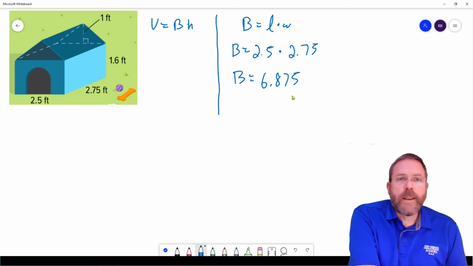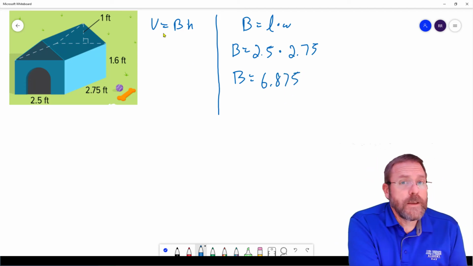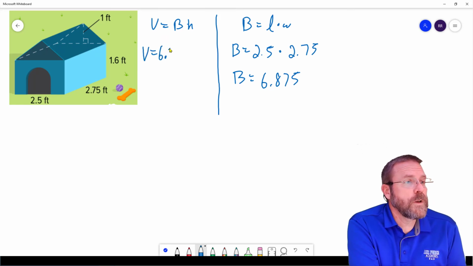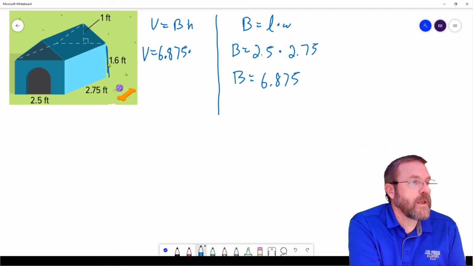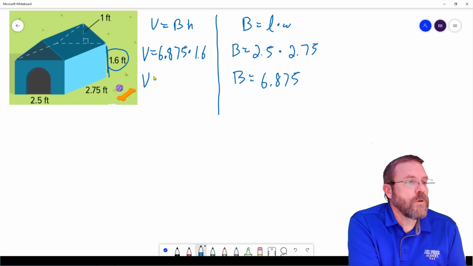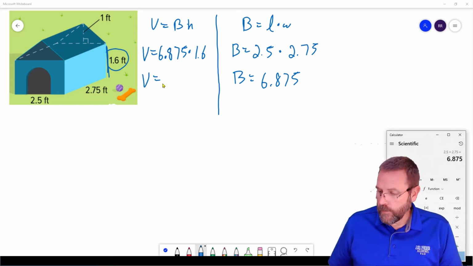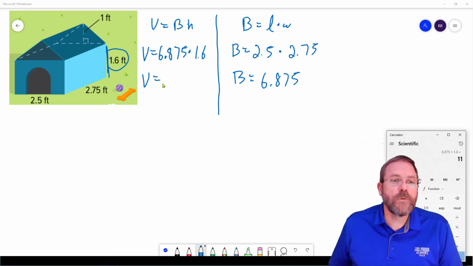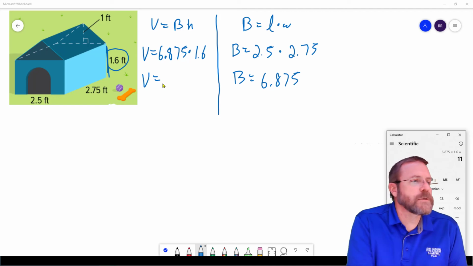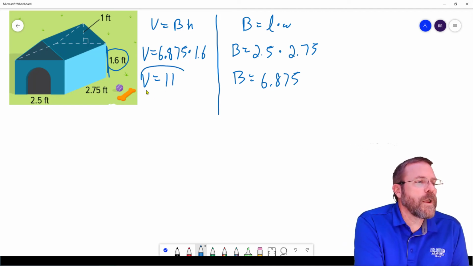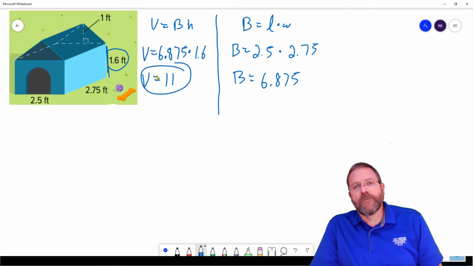Now I can plug that into my volume formula. Volume is equal to 6.875 times this height right here, which is 1.6. I'm going to multiply times 1.6 equals, and now I have, really? Wow, how about that for a nice number? The volume of the doghouse is going to be 11 cubic feet.